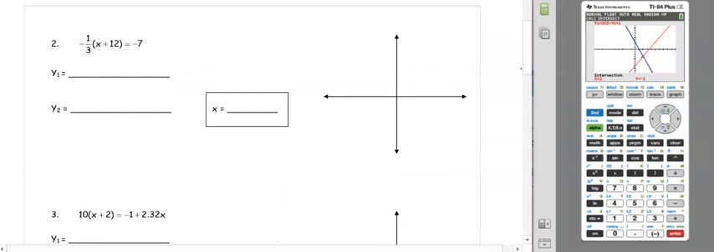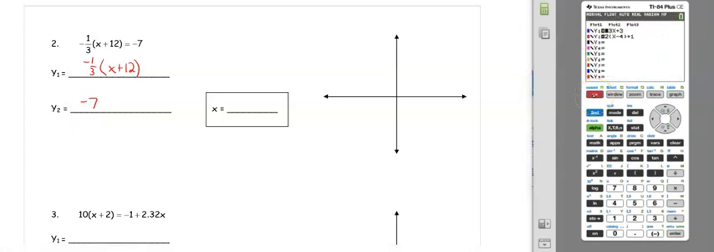So in number 2, we have negative 1/3 x plus 12 equals negative 7. So my y1 is going to be negative 1/3 x plus 12. My y2 is going to be negative 7. So we're going to go to y equals again. We're going to hit clear on both equations.